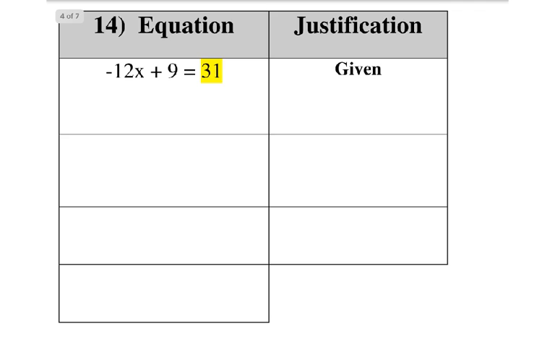So you're going to write that down. You've got a 31 in there. Now you have to do your justification. Just think to yourself, did I add on both sides? Did I multiply on both sides? Did I divide on both sides? What did I do? So write that down. I want you to do your best to do this problem. The last step will be to write it in set notation. So pause the video and work through number 14.